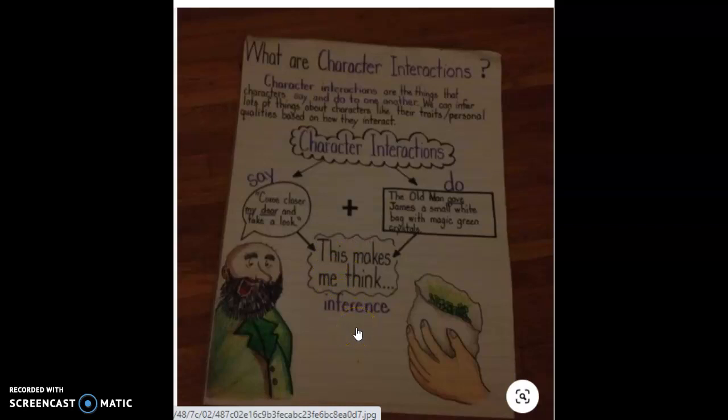Our character interactions can change throughout the story. So in the beginning of the story, the characters may be friends, and then they go through a conflict, and at the end of the story, they end up falling out or not being friends anymore. Or maybe they weren't friends, something happens, and in the end, they form a friendship.